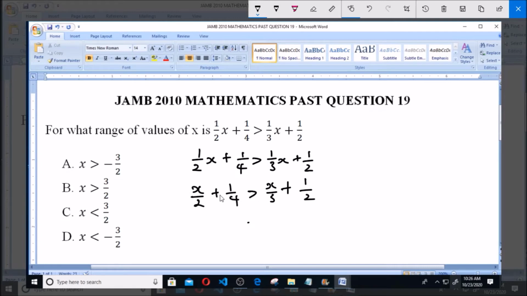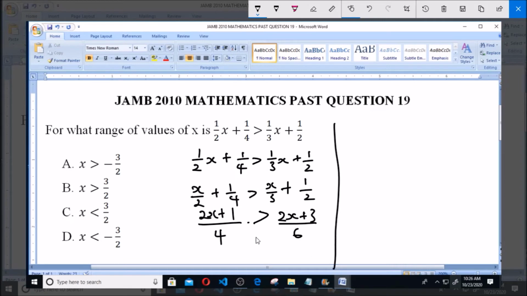Now let's take the LCM of this side. LCM of this side will be 4. 2 into 4 will give us what? 2 times x will give us 2x plus 4 into 4, 1 times 1 will give us 1, is greater than. Now the LCM of this other side is 6. 3 into 6 is 2. 2 multiplied by x will give us 2x plus 2 into 6 is 3, multiplied by 1 will give us 3.